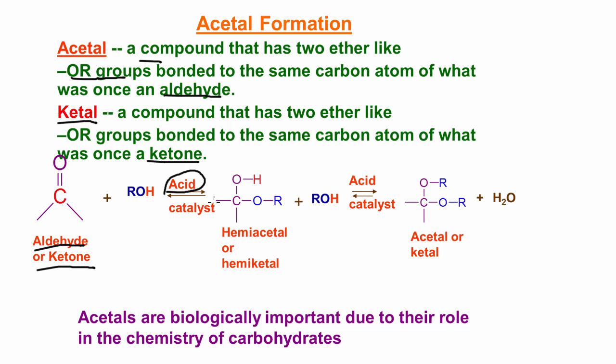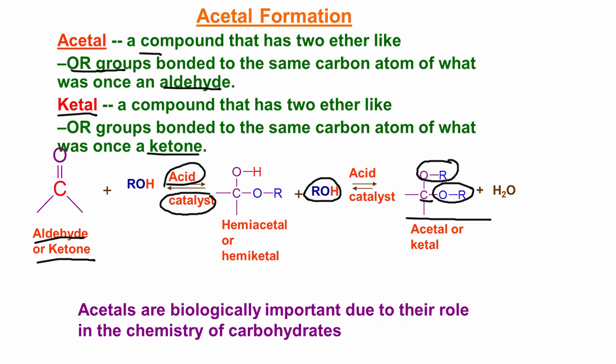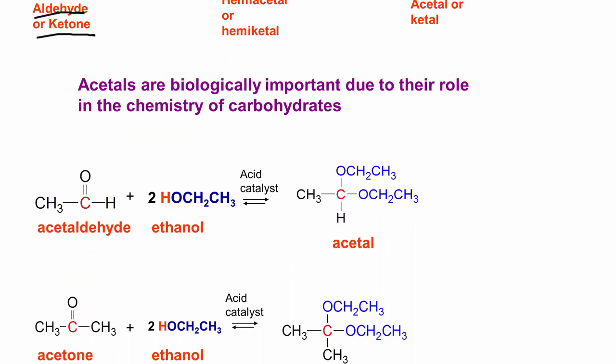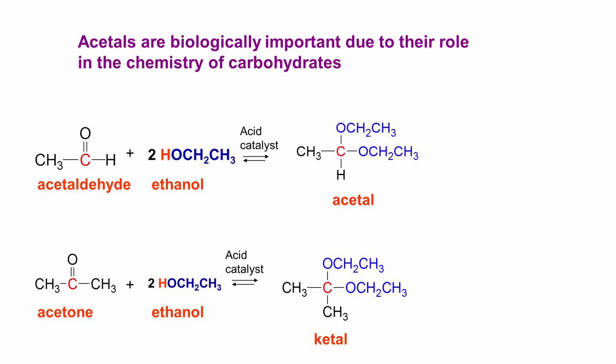We have an acidic solution and a catalyst, and of course a hemiacetal or hemiketal will form. But then when we add more alcohol, again an acid catalyst, now what will happen is we have the formation of an acetal or a ketal. And how can we tell that? We have those two alkoxy groups, those two OR groups bonded to the same carbon. It turns out that acetals and ketals are biologically important because of their role in carbohydrate chemistry, and we'll be talking about that later.